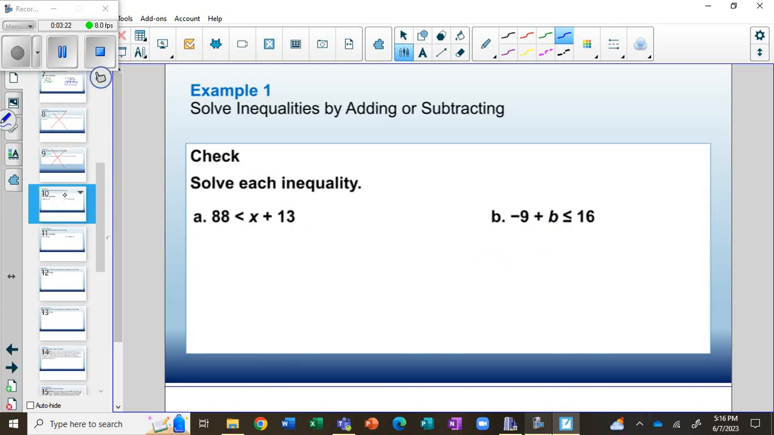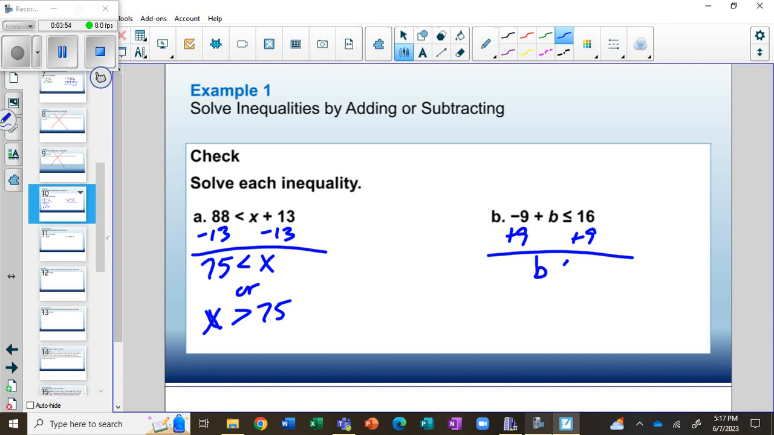Next, here we're going to solve this one. Now I need to get x by itself, so I'm going to subtract 13 on both sides. And now I'm left with 75 is less than x, or we can write it as x is greater than 75. Both of those mean the same thing. I typically write it with the variable first on the left-hand side, and then I would read it x is greater than 75. Letter B, I would add 9 to both sides, and now I would have b is less than or equal to 25.